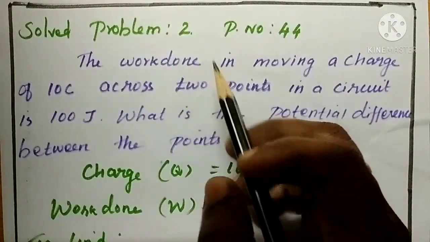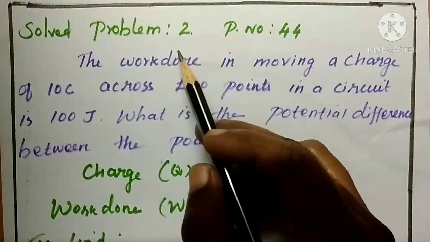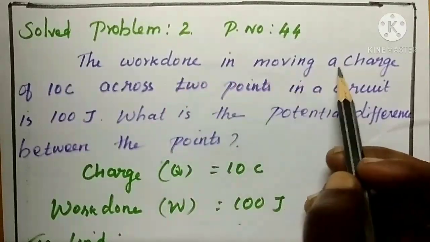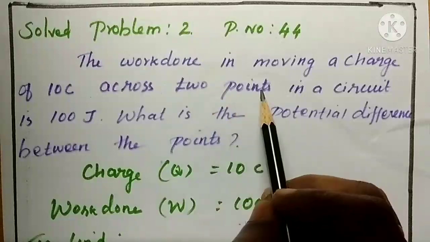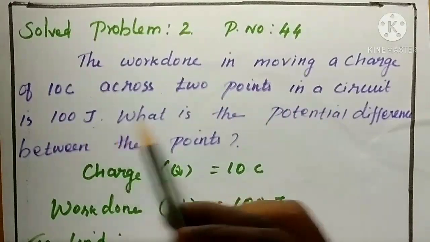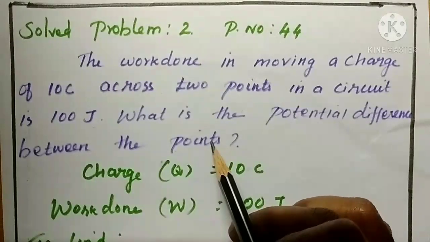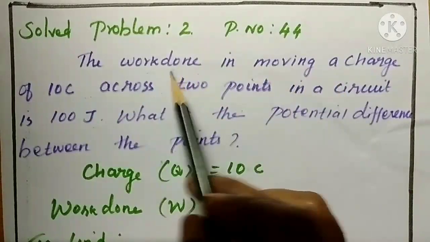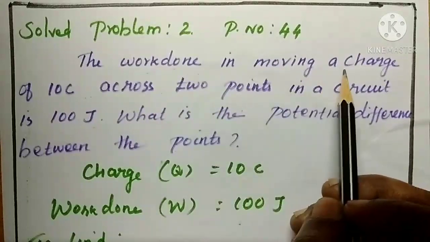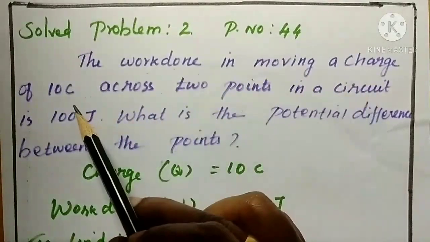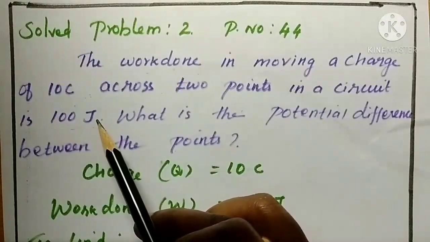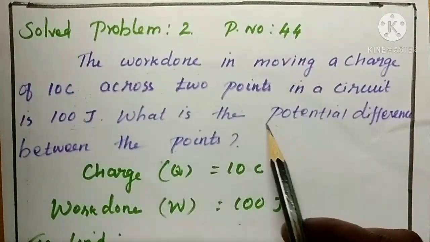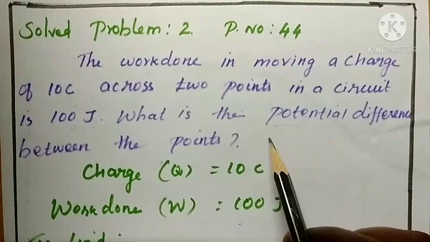By using the above formula we can do one problem. Solved problem number 2 in your book, page number 44. See the question. The work done in moving a charge of 10 coulomb across 2 points in a circuit is 100 joule. What is the potential difference between the points? The work done value is given, and the amount of charge is given, moving a charge of 10 coulomb. Work done is 100 joule. 100 joule of work is done to move 10 coulomb of charge. For that, how much potential difference? So what is the potential difference we have to find?